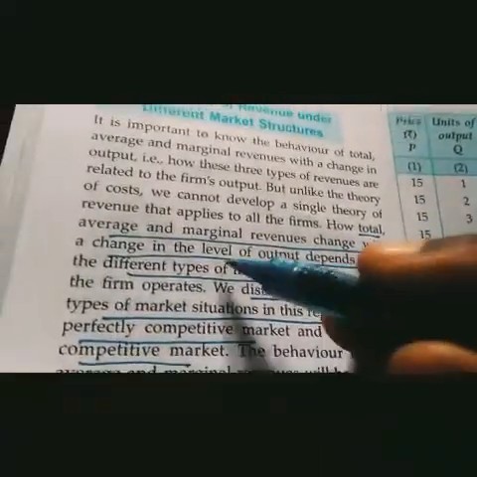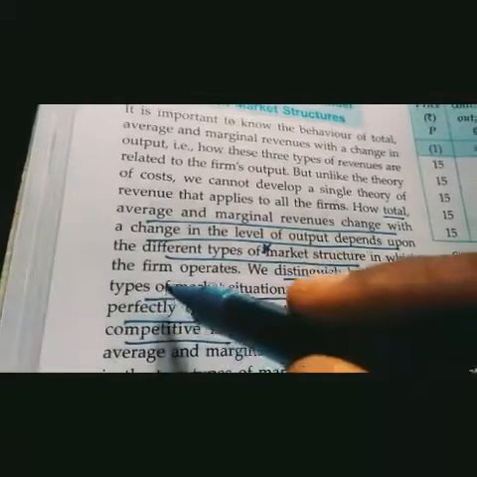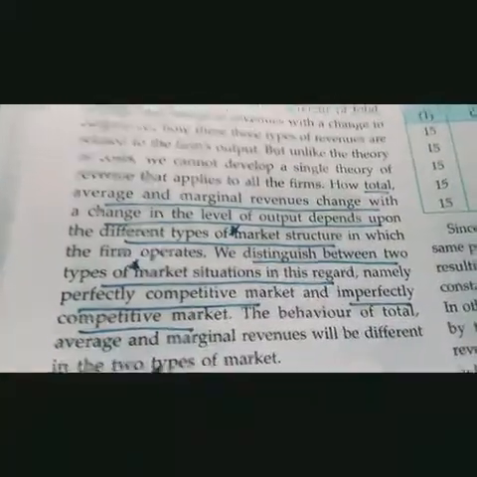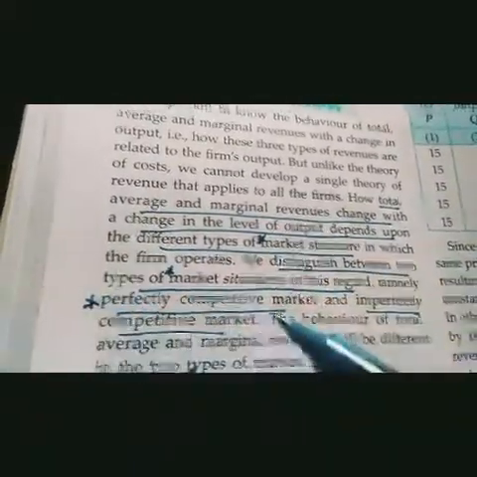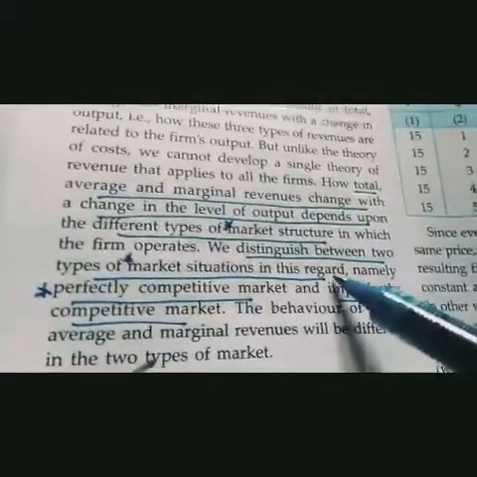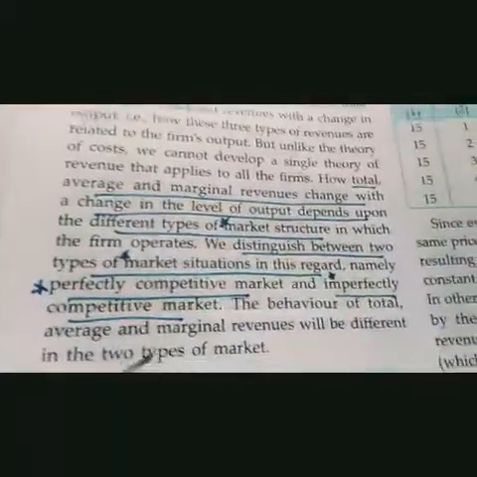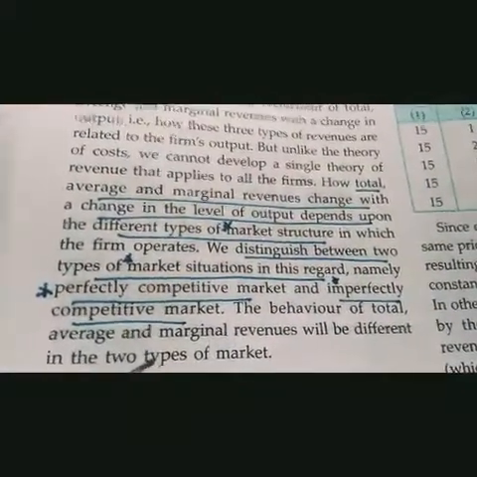So we need to study this market structure now. और क्या है? We distinguish between two types of market. So two types of market. These are all new things which are coming up. Two types of market situation in this regard, namely, a very important thing, perfectly competitive market and imperfectly competitive market. You must be wondering, what are they?